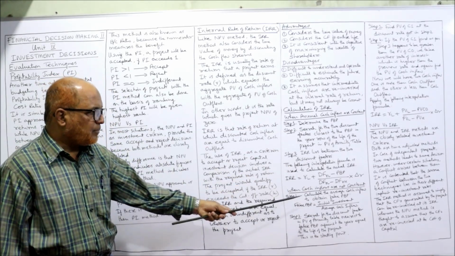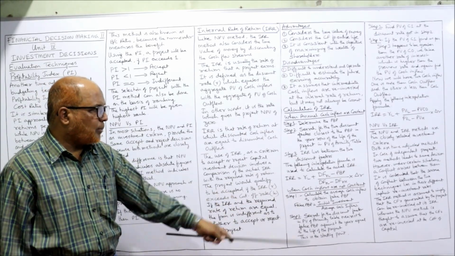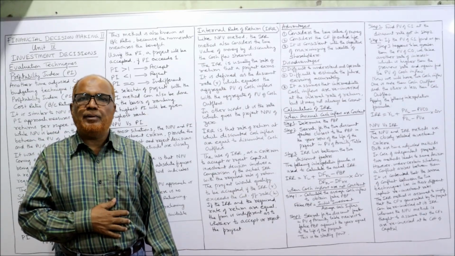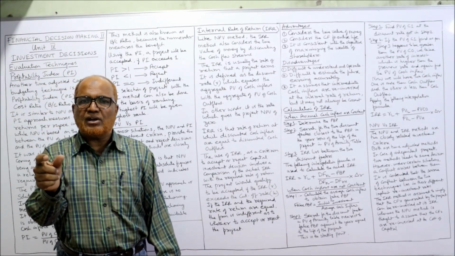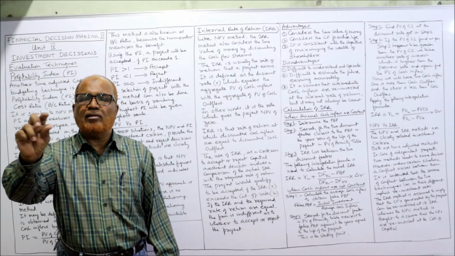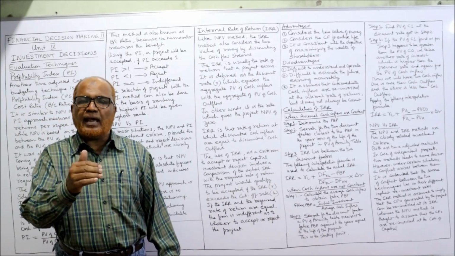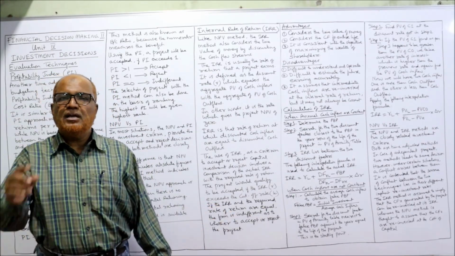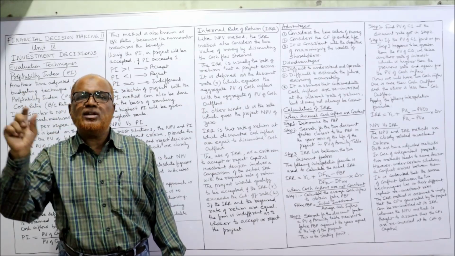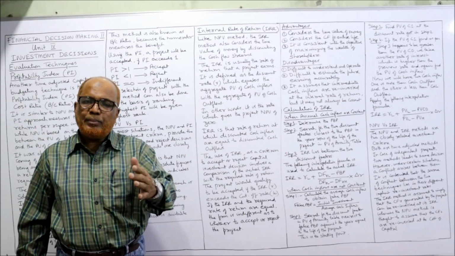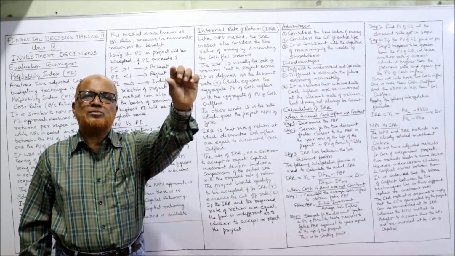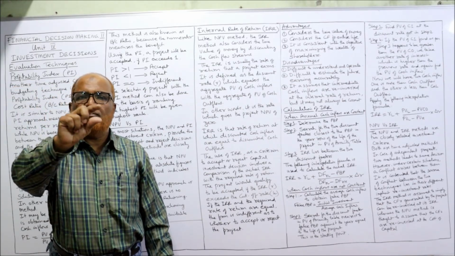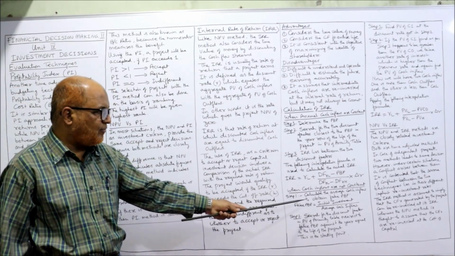Now the second method, step 1: calculate the average cash inflow to obtain the fake PBP. Fake PBP means imaginary PBP. Because annual cash inflows are fluctuating, first you calculate the average cash inflow. After calculating the average cash inflow, calculate the fake PBP. The fake PBP formula is initial investment divided by average cash inflow. Actual PBP is initial investment by constant cash inflow. Fake PBP is initial investment divided by average cash inflow.